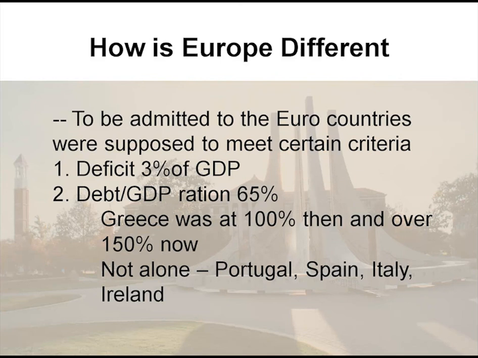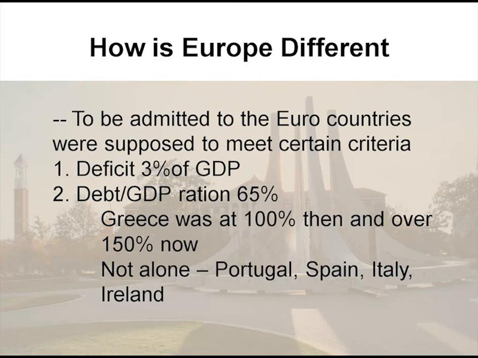Because of wanting similar macroeconomic shocks, to be admitted to the euro, countries were supposed to meet certain criteria. There were inflation criteria, interest rate criteria, and things like that. But let's talk about the deficit and debt criteria. In order to be admitted into the euro, you were supposed to have a deficit to GDP ratio of 3%.